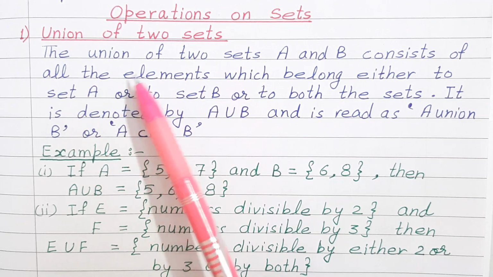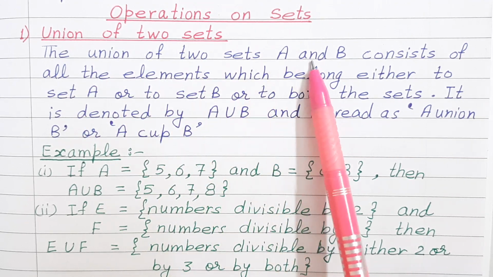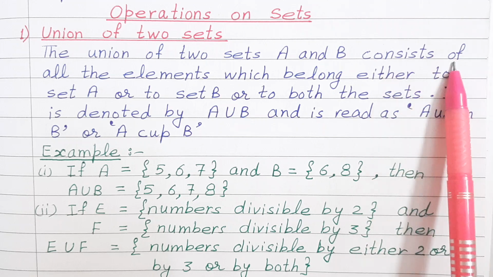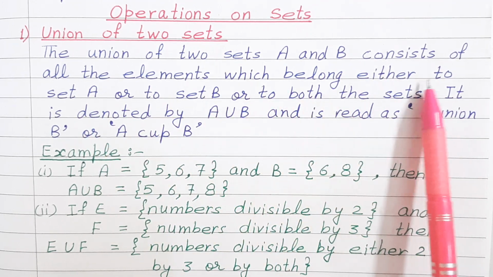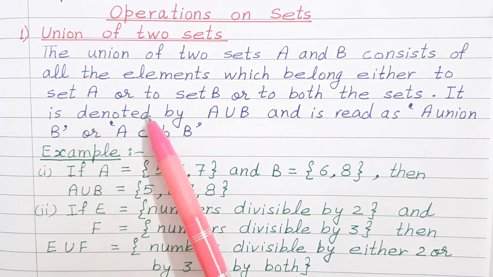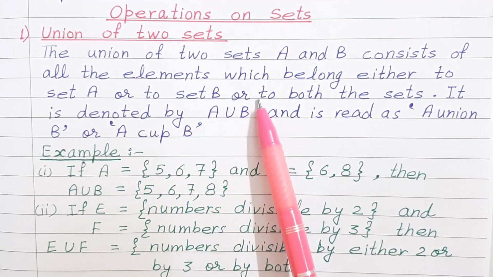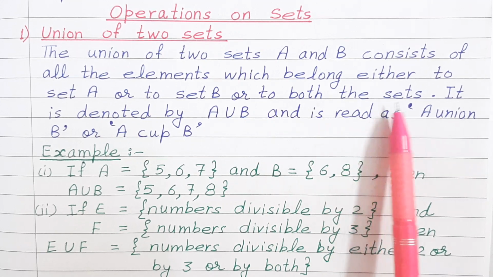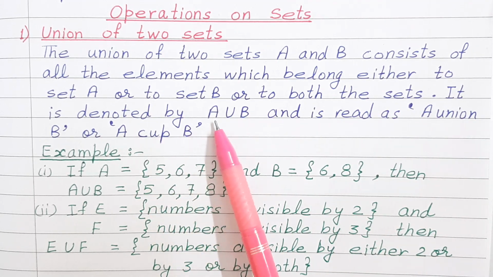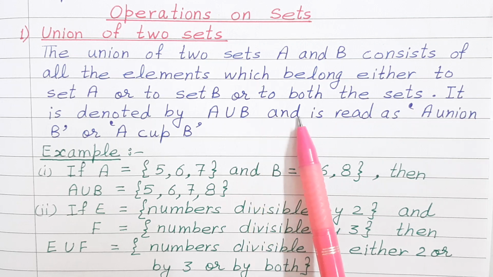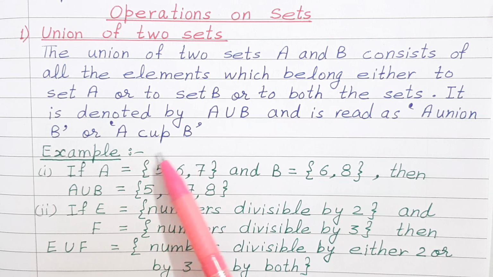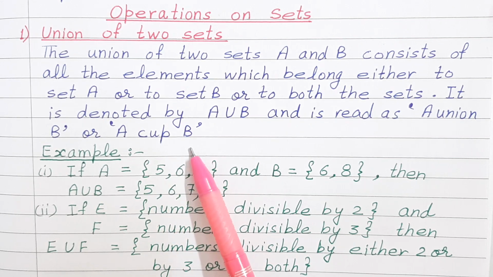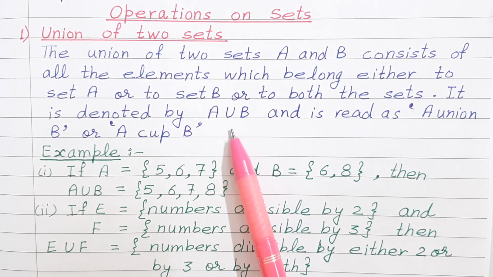The union of two sets A and B consists of all the elements which belong either to set A or to set B or to both the sets. It is denoted by A union B, which we can read as A union B or A cup B, right? Children, remember we can have more than two sets also, right?